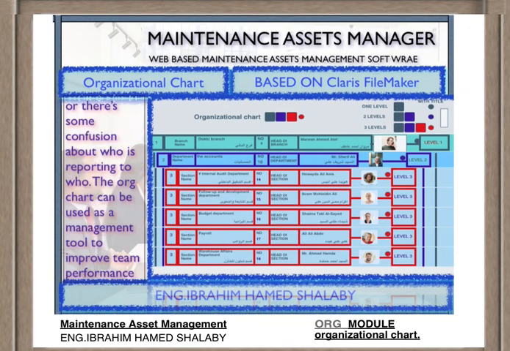Or there's some confusion about who is reporting to who. The org chart can be used as a management tool to improve team performance.